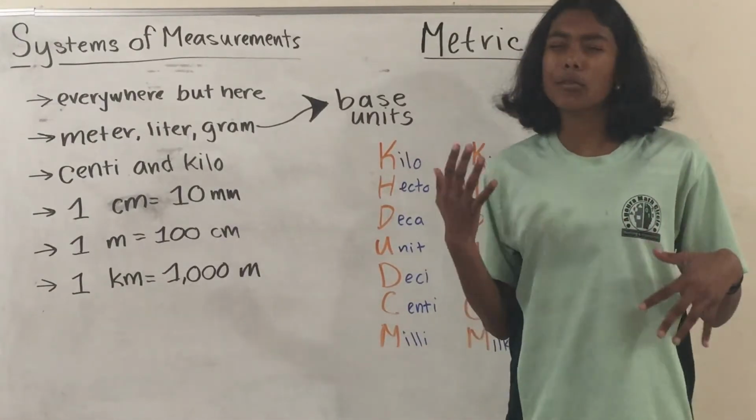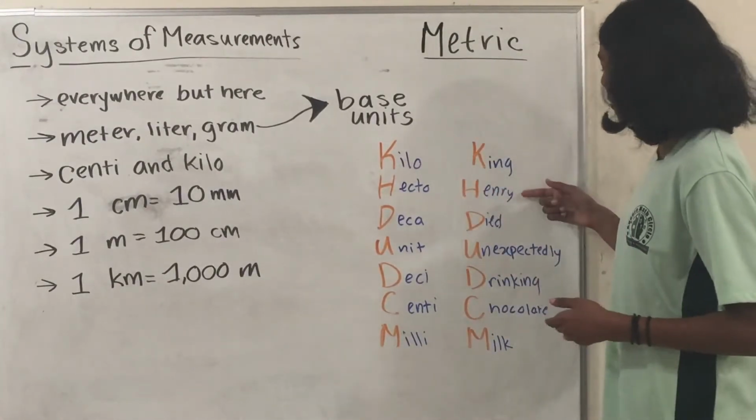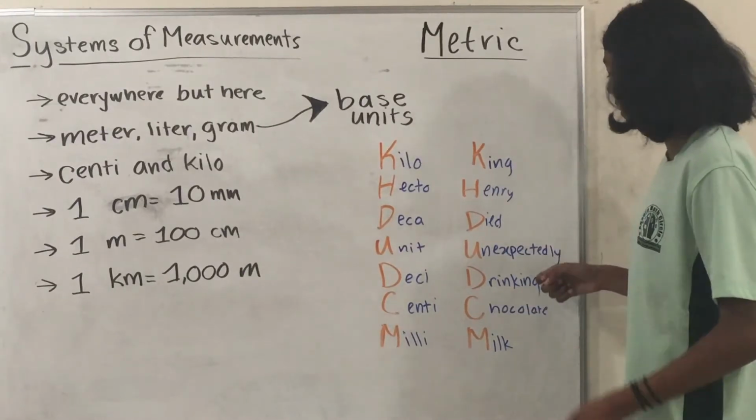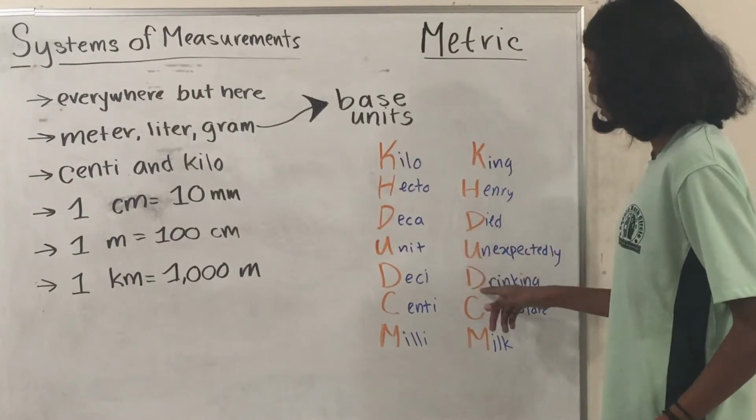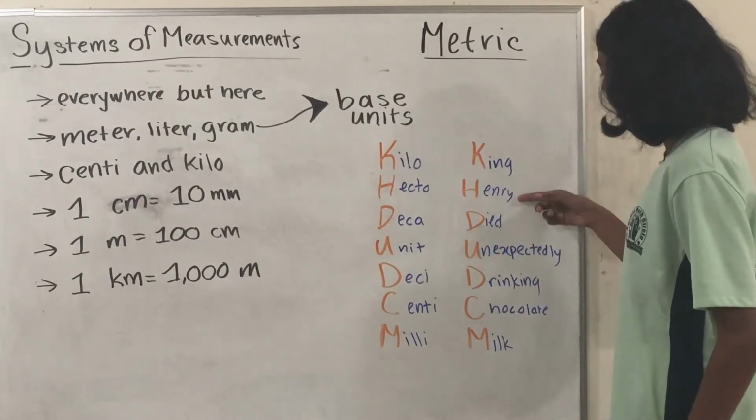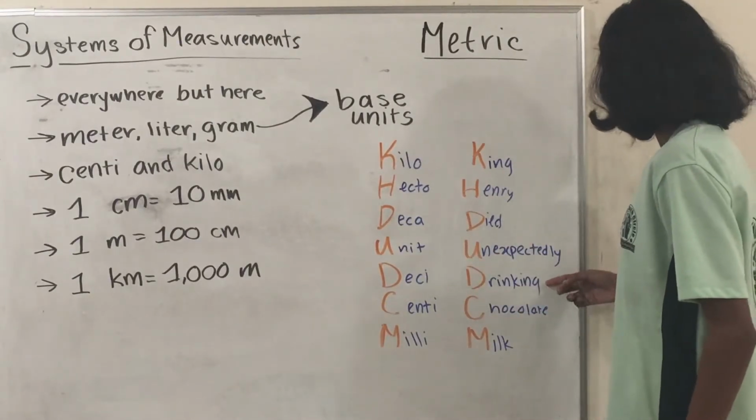And an easy way to remember this is King Henry died unexpectedly drinking chocolate milk. KHDUDCM. King Henry died unexpectedly drinking chocolate milk.